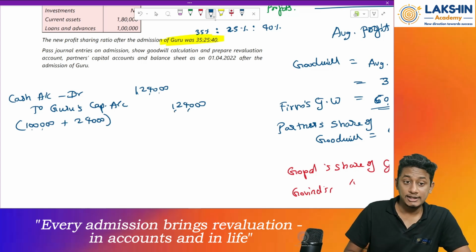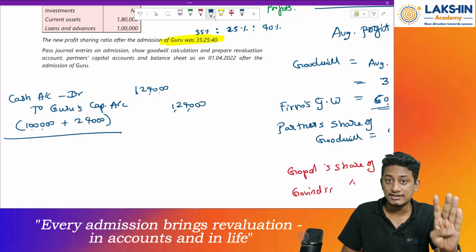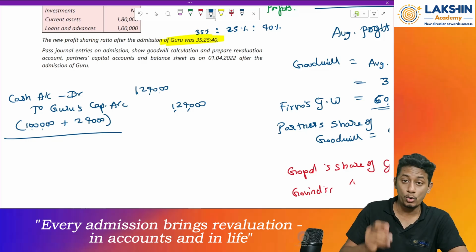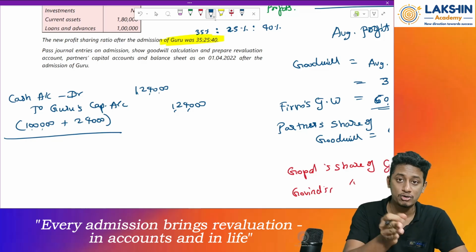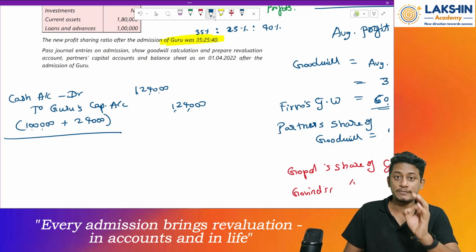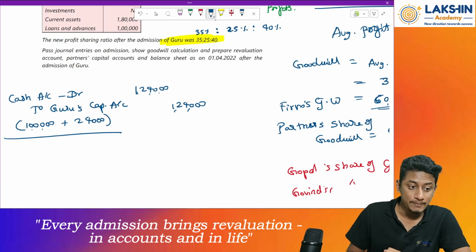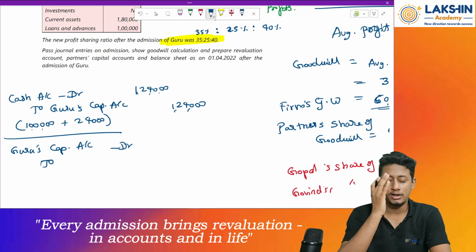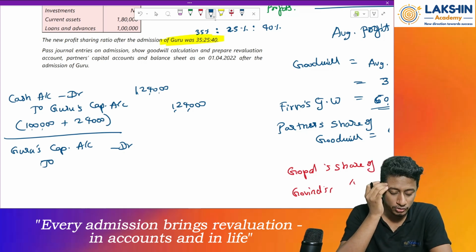After this, goodwill division. Gaining partner's account debited to sacrificing partners' account. Remember, goodwill is shared in the sacrificing ratio without opening any goodwill account. So who is the partner who is gaining over here? It is Guru. Guru's capital account debited to who are sacrificing over here? Who is sacrificing?